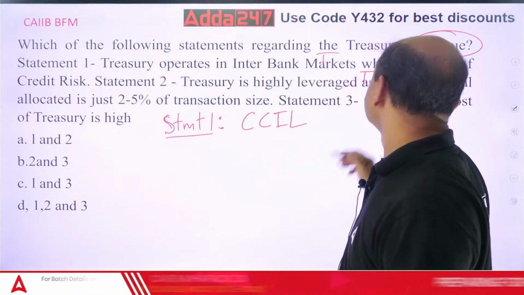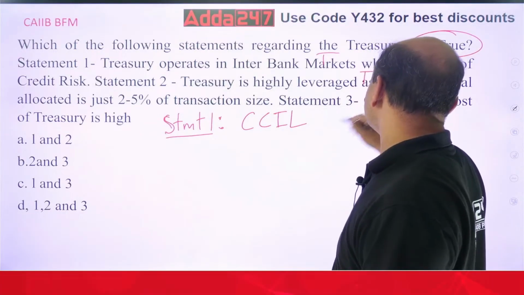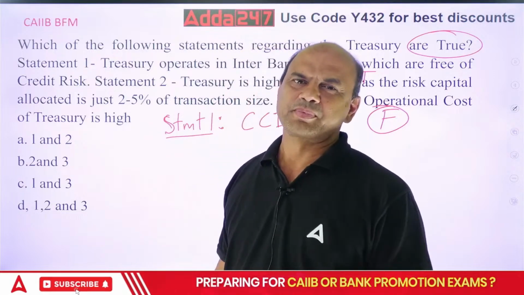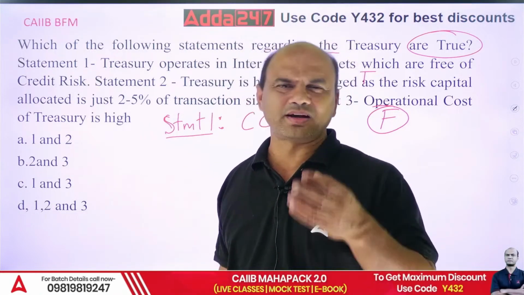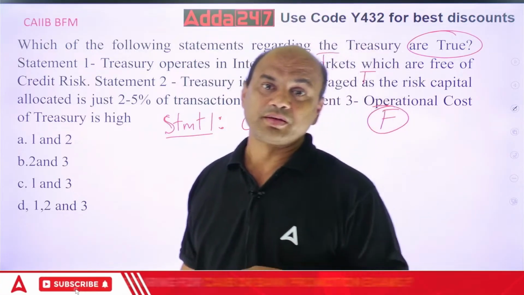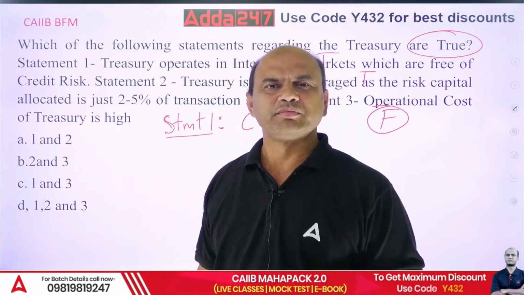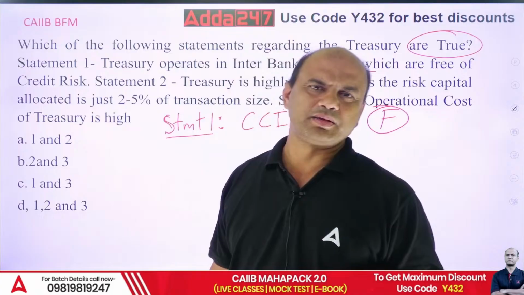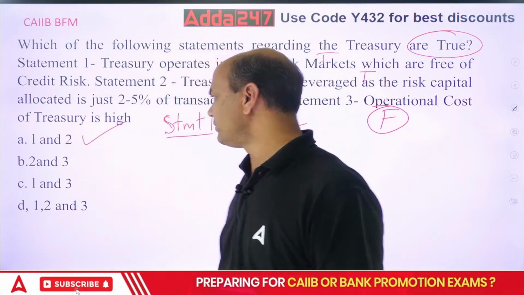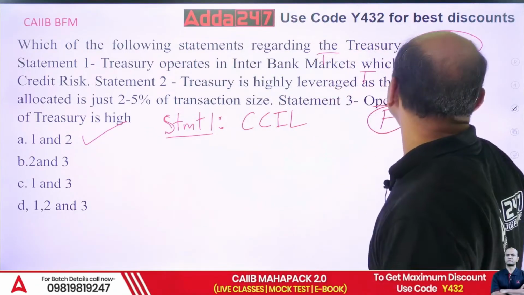Third one, operational cost is very high. That is false. Operational cost in treasury is always less, because there are very few employees. Full treasury is generally managed by hardly 5-6 employees, even for big banks. Some banks have, let's say, 15-20, but the main ones are only 3-4 in any bank. So statements 1 and 2 are true. Third is not true.